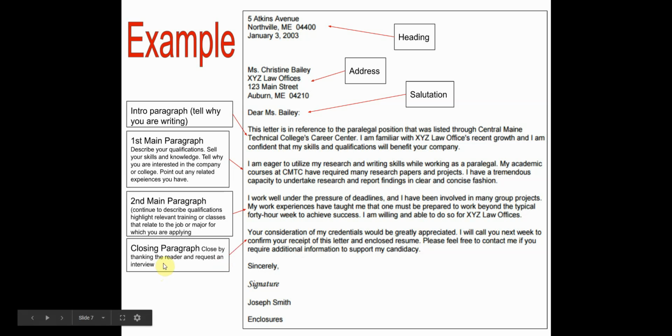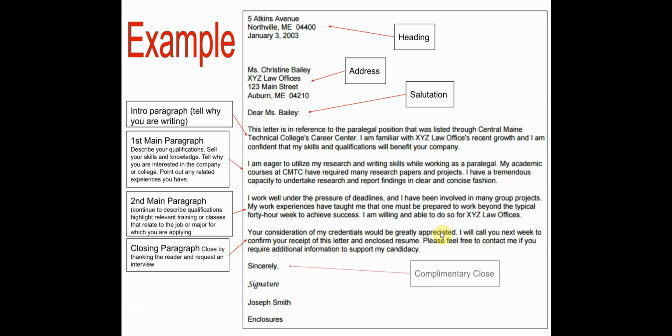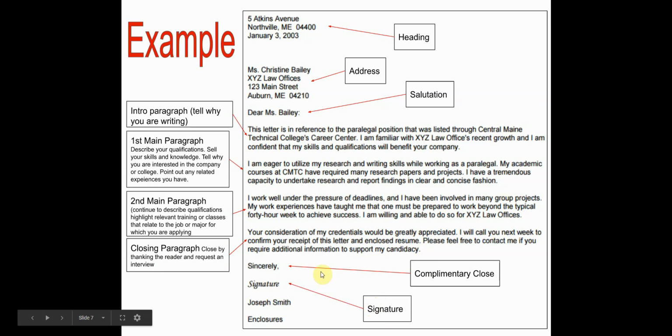Remember, the closing paragraph is, don't forget to thank the reader and request an interview, right? "Your consideration of my credentials would be greatly appreciated. I will call you next week to confirm your receipt of this letter and enclosed resume. Please feel free to contact me if you require additional information to support my candidacy." Then the complimentary close, sincerely. And then you put your signature there. That's the only time you use your handwriting, right? And then underneath you have your name typed out in case they can't read your signature.